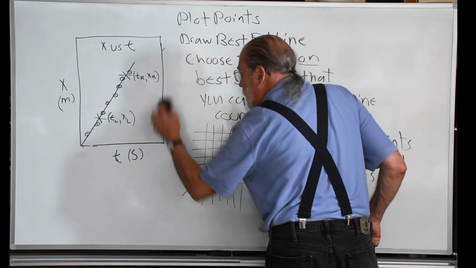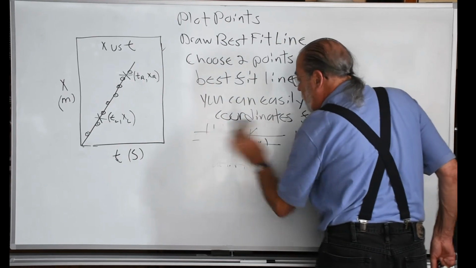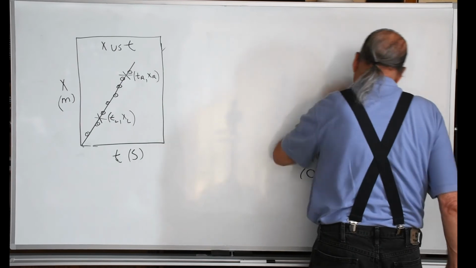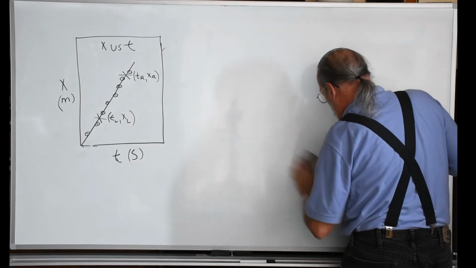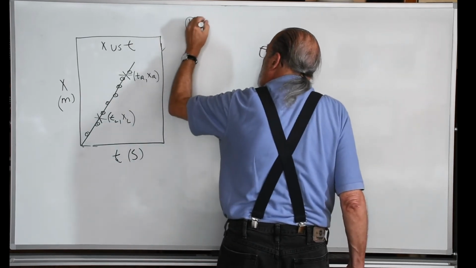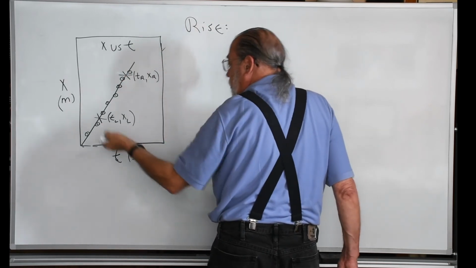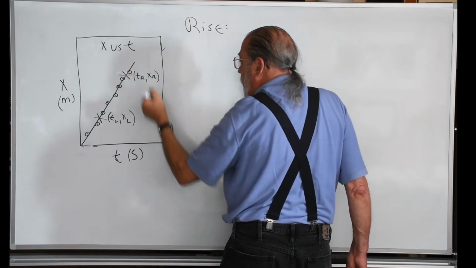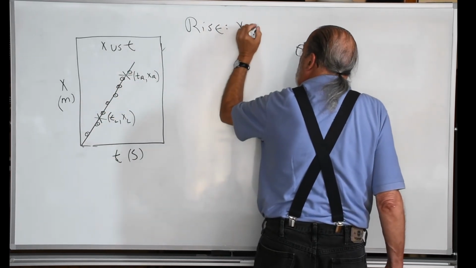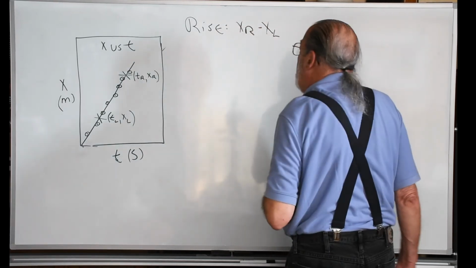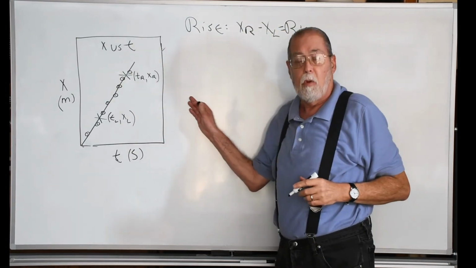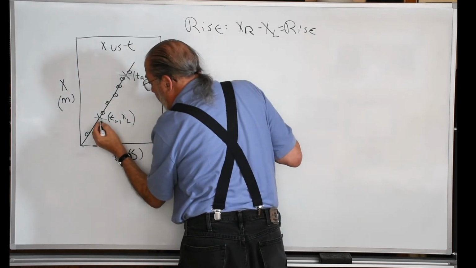Once you have your graph labeled with your slope points, not on the graph paper, but in the sample calculation area of your lab report, you calculate the rise. The rise of the graph, this is the rise between these two, is the difference between the vertical coordinates. In this case, it's the x right minus x left. That is the rise of that graph. You don't have to sketch this on your graph. I'm just doing this to show you.